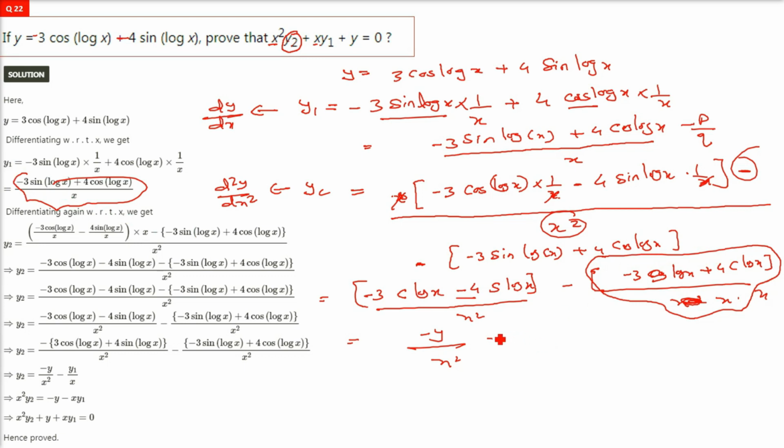This is your y1 divided by x. So this x square we have already used, 1x used, and x is in the denominator. So we have started with d2y by dx2, so this is y2. What you will do now? Just multiply the whole by x square.